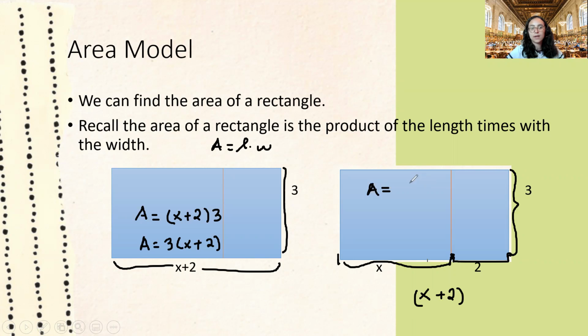And this whole side is 3. So our area, we said, is length times width. So my length is going to be x plus 2. Remember, I have to keep the parentheses. And my width, it's 3 in this case. Okay, and you can also write it as 3x plus 2, and that would be our area as well. Okay, so this is our application for the distributive property onto area.